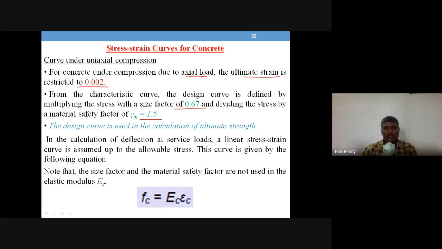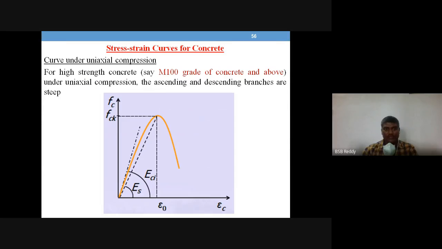So the design curve is used in calculation of ultimate strength. Okay, so the design curve we will be using. And in the calculation of deflection at service loads, a linear stress strain curve is assumed up to the allowable stress. This curve is given by the following equation. Okay, right.